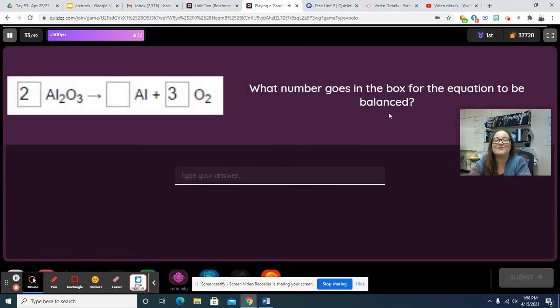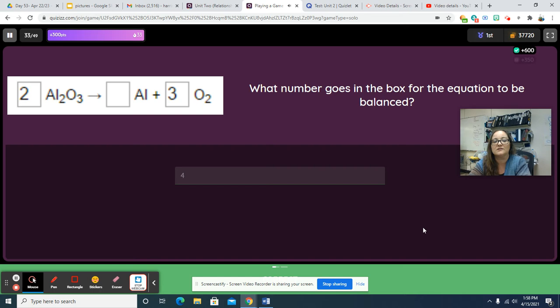What number goes in the box for the equation to be balanced? So over here, 2 times 2 is 4 aluminums. There's no subscript there, so that means 1. 4 times 1 is 4, and I need it to be 4, so 4 is what needs to go in the box.